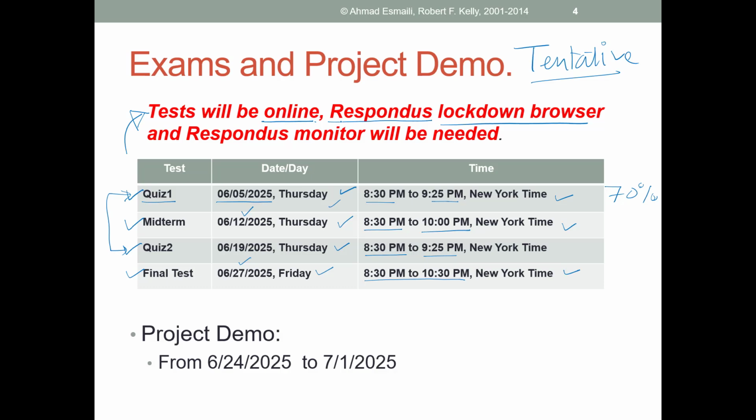And I will be sharing with you the information about installation of a lockdown browser and how to use this Respondus lockdown browser. You must have a monitor on with your computer. So that is a requirement for the test. We will be using this monitor to proctor the exam. And for this monitor, the requirement is that you should have a camera.